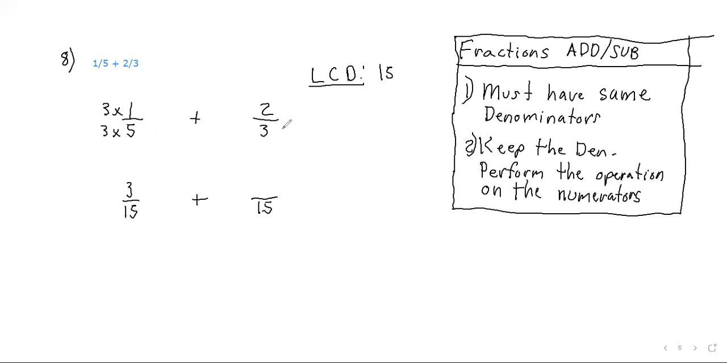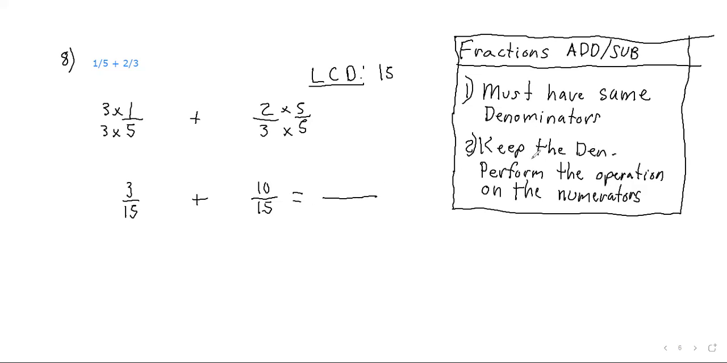Now we do the same process on the other side. We know we want to end up with 15 as denominator. So 3 times what gives us 15? 3 times 5. And now we want an equivalent fraction, so we simply multiply the top by the same number, 2 times 5, and that gives us 10. Now we have equivalent fractions we can add, and they have the same denominator.